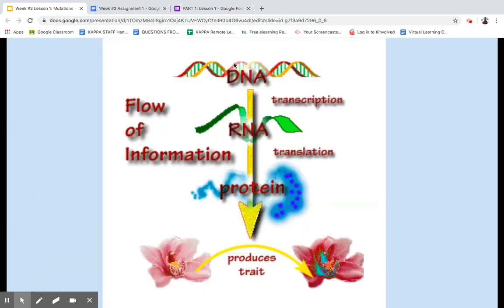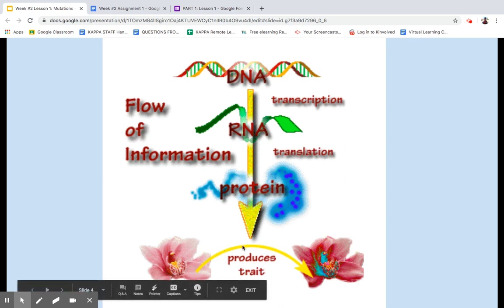So here's a little visual to recap what we learned last week. A gene, which is a segment of DNA, will go through a process called transcription, in which it is turned into RNA. RNA gets translated into a protein, and then that protein is what produces the traits. So, for example, the way a flower looks, color of the flower, etc.